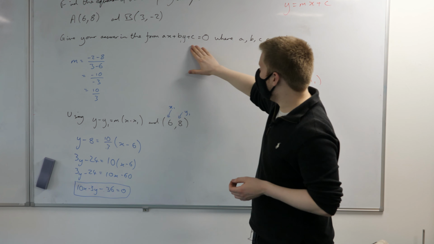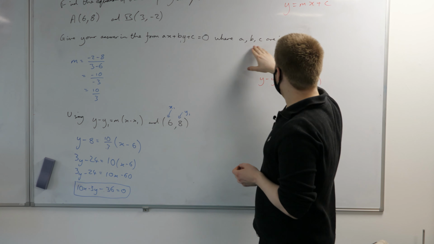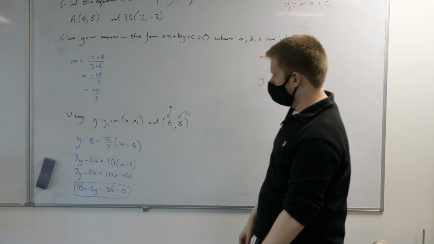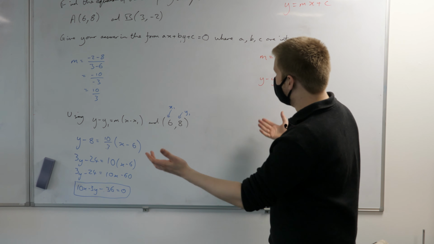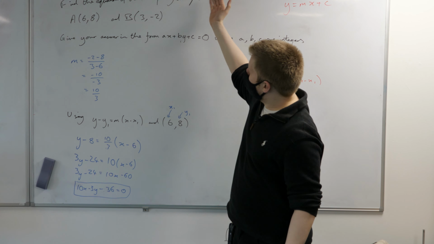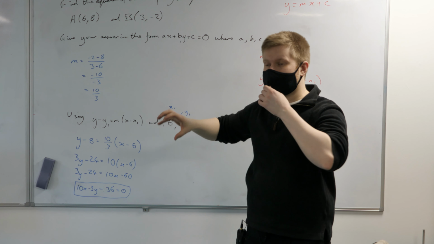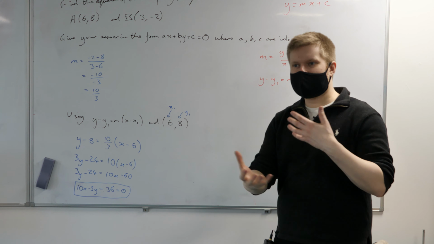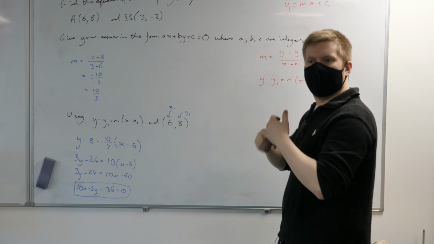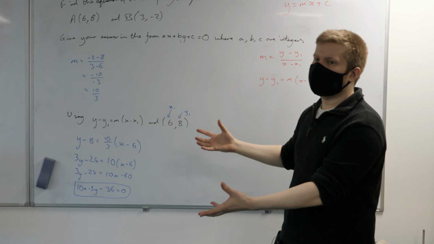So if it's the general form, ax plus by plus c equals 0, where a, b and c are integers, absolutely go for this version of the formula. If it's not, if it's just simply find the equation of the line passing through these 2 points and nothing else, meaning you can leave it in y equals mx plus c, then use y equals mx plus c. So really it's up to you which version of the formula you want to use. I'm just giving you the tools which you can choose from. Is that okay?